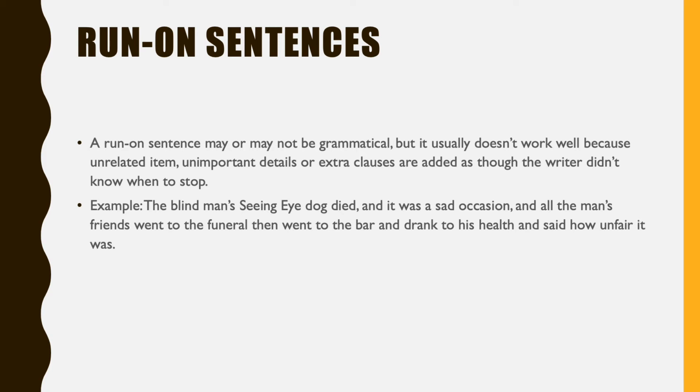Some of the ways we know that something is going to be a run-on sentence is that we have a lot of commas and a lot of coordinating conjunctions to put the different elements together. So we'd be able to split this up easily. The blind man's seeing eye dog died, and it was a sad occasion, period.